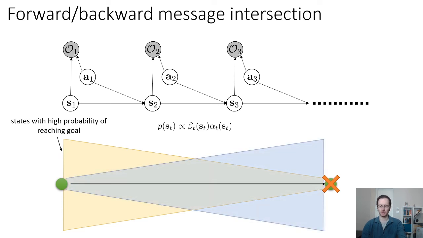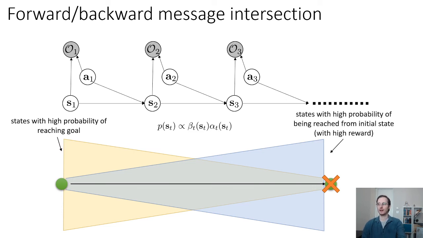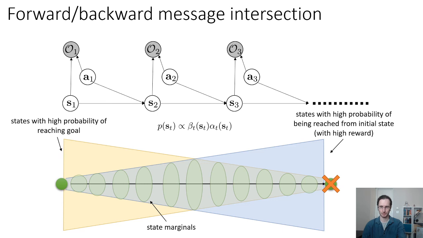The forward messages represent a cone radiating forward from the initial state, and that represents states with high probability of being reached from the initial state with high reward. So these are things you can reach if you start at the green circle and then maintain high reward. And then your state marginals are basically the intersections of these things, because you're going to be reaching the goal and you're going to be starting at the beginning. So the blue cone represents the forward messages, which are states you can reach with high reward if you start at the green circle. The yellow cone represents states from which you'll be able to reach the goal, and near optimal behavior will basically lie in the intersection of these two things.